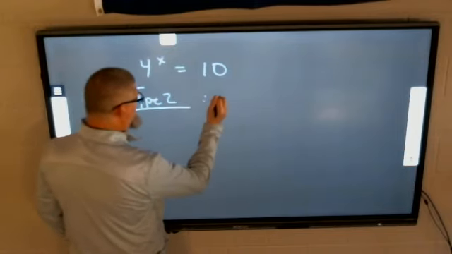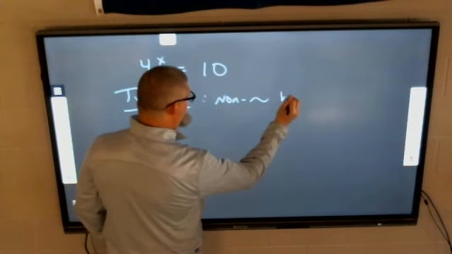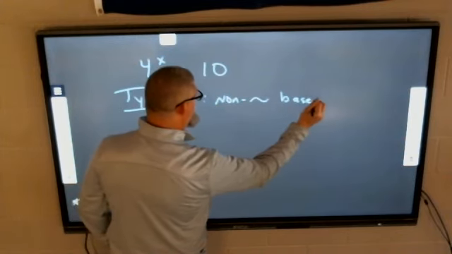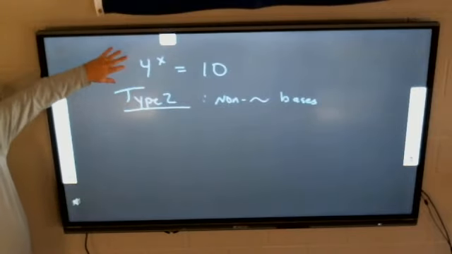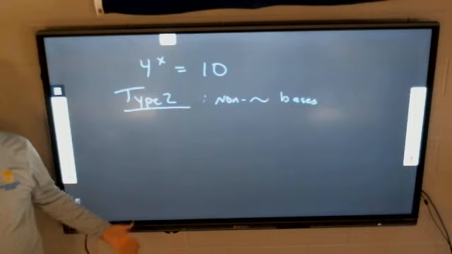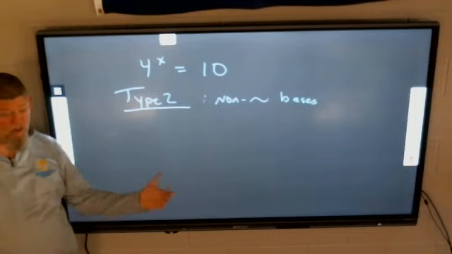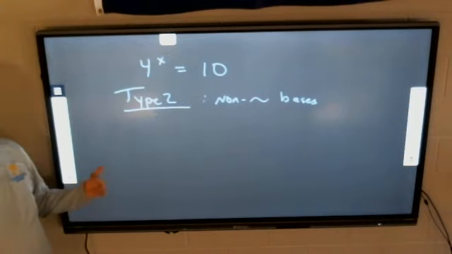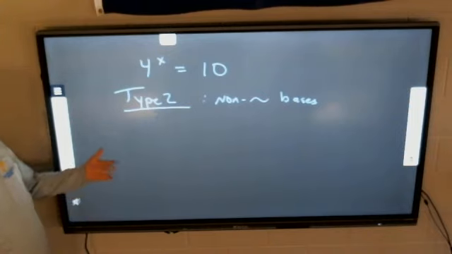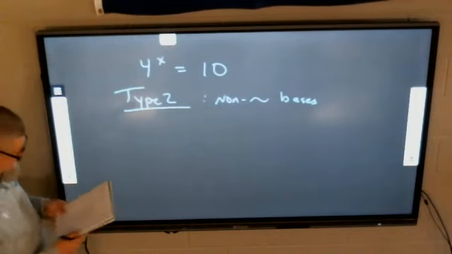So remember, it's going to be non-similar bases. What happens if I have a situation where I can't make them the same base? Or maybe it's like the second example I gave you, like 625, and you can't come up with 5 to the 4th. What do I do in that case? Okay, so type 2. There are actually steps here if you want the steps. We'll write them down real quick.